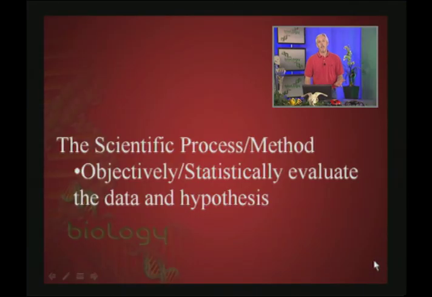Okay, now once you've run your experiment, the next step in the scientific process is to objectively, and by that I mean statistically, evaluate the data and then come back and evaluate your hypothesis. So whenever possible, again, we try to design experiments that we can statistically evaluate because that takes out any kind of prejudice that you might have in that evaluation.